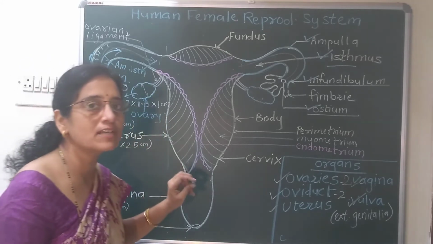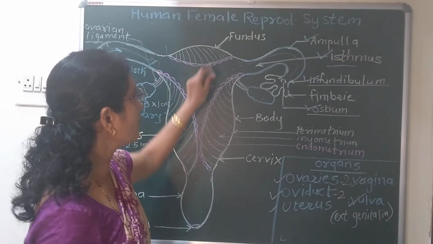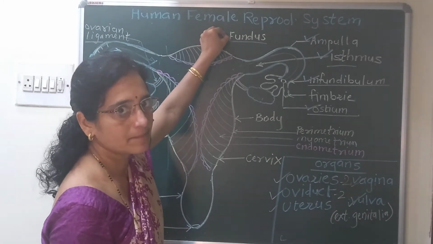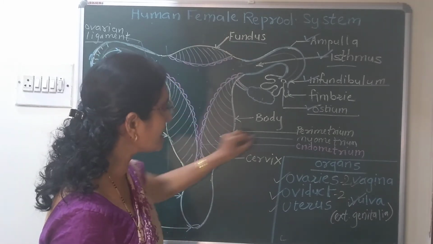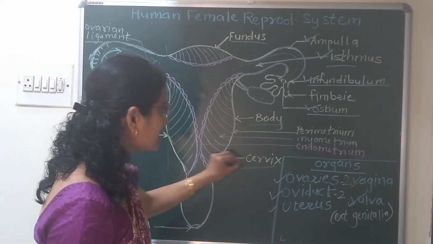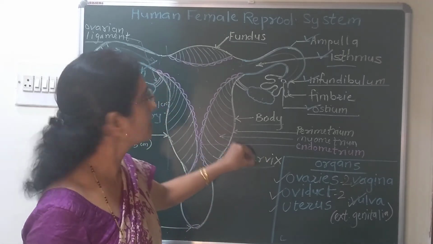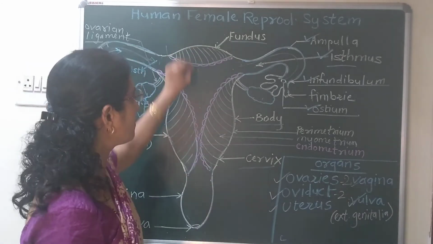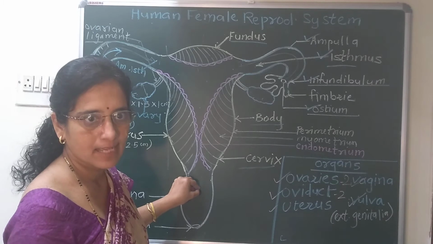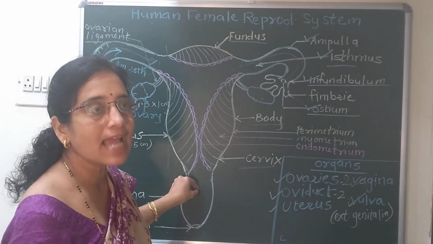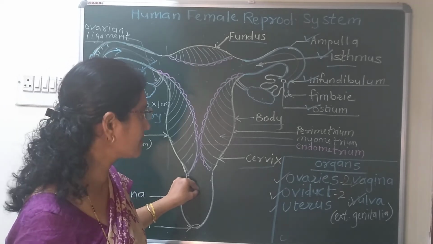The uterus is also divided into 3 parts. The first part is called the fundus. The main part is called the body and the end part is called the cervix. So fundus, body and cervix are the parts of the uterus. It is a thick wall structure and it has 3 layers of walls.